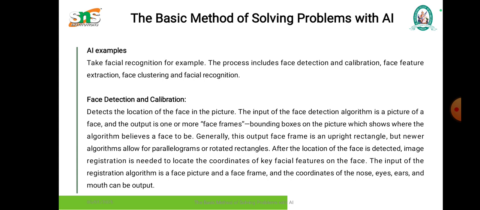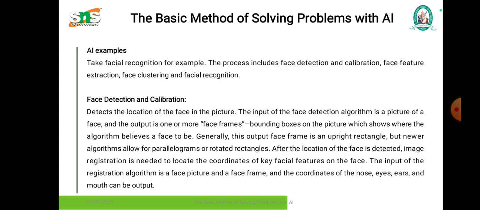First we have to do face detection and calibration. Face detection is nothing but locating the face in the picture. This is the main important step. The input of the face detection algorithm is a picture of a face, and the output is a face frame. These face frames are bounding boxes on the pictures, which show where the algorithm believes the face to be. Generally this output face frame is an upright rectangle, but newer algorithms allow for parallelograms or rotated rectangles.